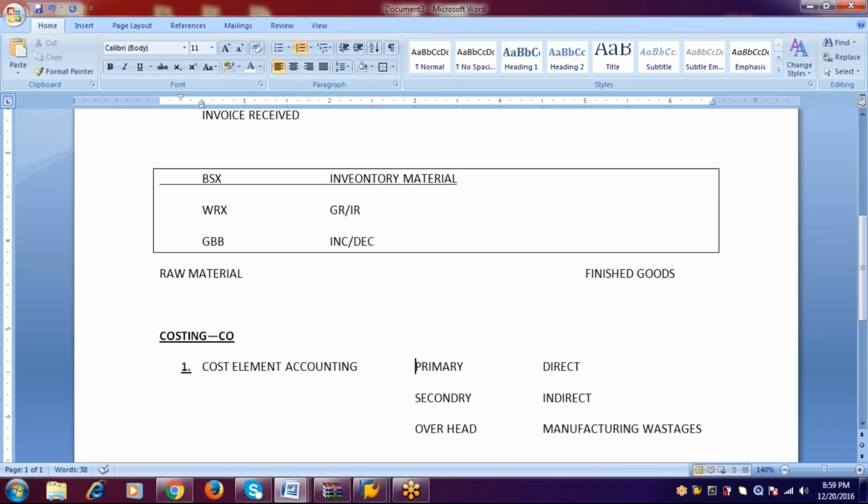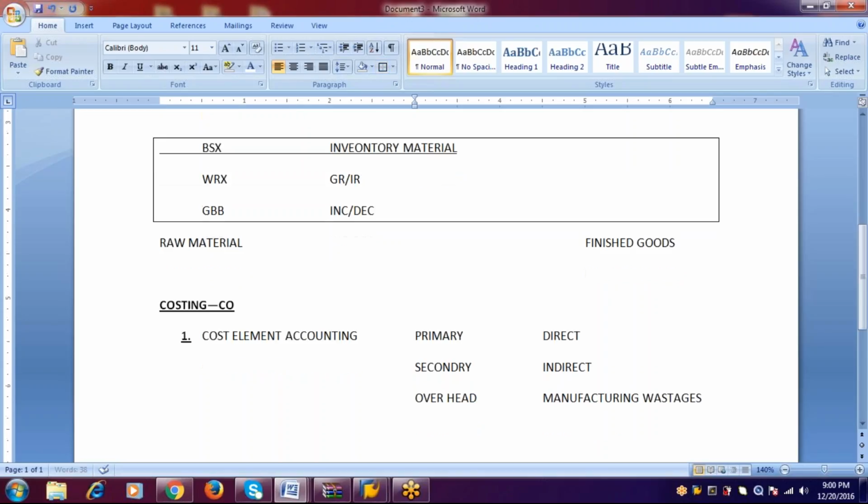When the client gives us their requirements, they have different types of expenses, like direct wages, direct labor, and direct material cost, which we call prime costs. All the direct cost elements go into cost element accounting as direct cost elements. After completing the cost elements, the second part of costing is cost center accounting.